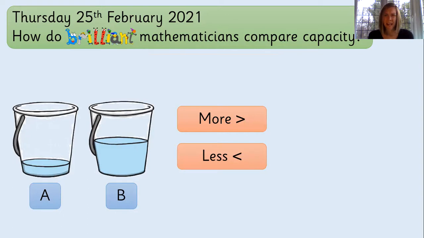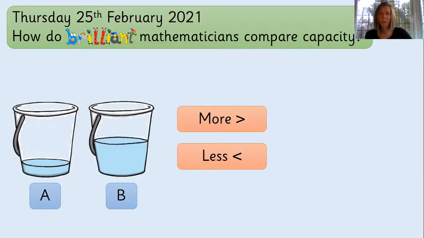Oh, well, if I look at bucket A, it hasn't got much in, it's nearly empty. And bucket B's got much more in, it's getting to nearly full. So I think the word I'm looking for is less. A is less than B. So what symbol would I put in? Can you use your whiteboard pen to put the correct symbol in? If B has the most in, make sure that big crocodile's mouth is going to the biggest bucket that is full, which would be B.